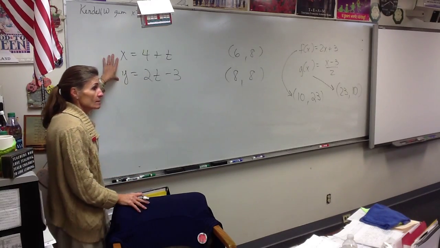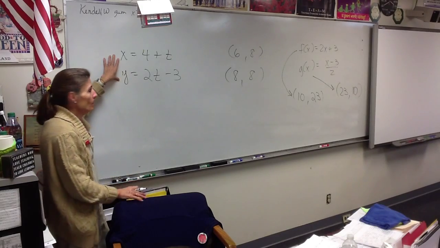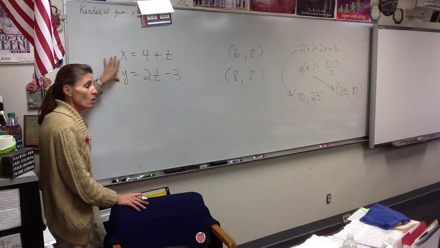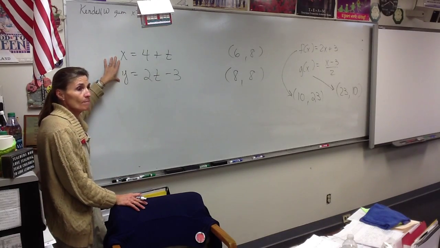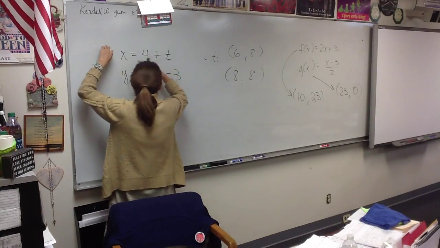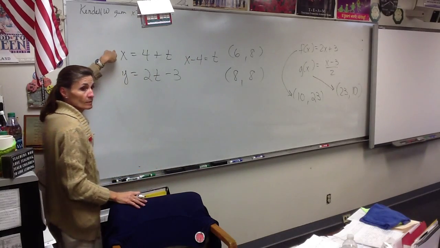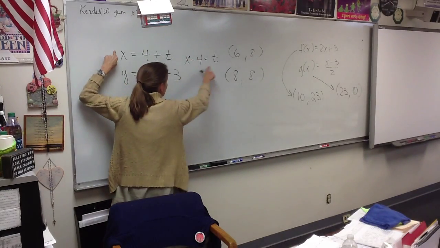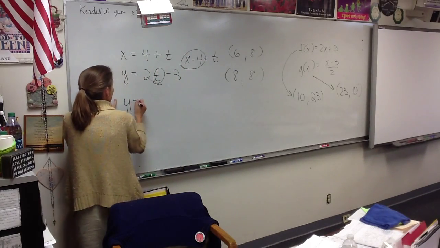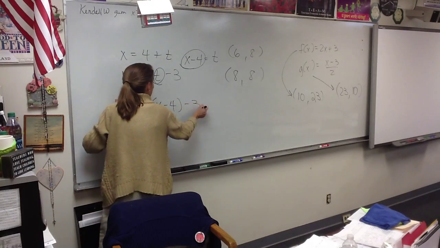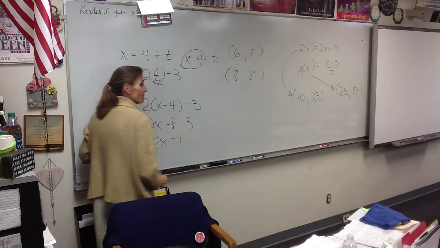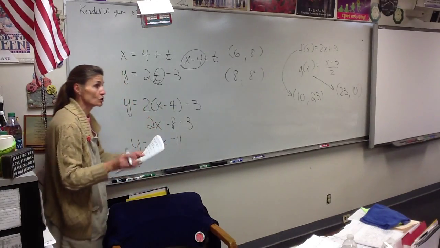Who remembers how to do this? Solve for one, plug the answer into the other. Exactly. Listen to what she said. Solve for one, plug the answer into the other. So it would be easiest to get t by itself in this equation, right? So solve for t in one of them. There it is. Now take that and plug it into the other one. So y equals 2x minus 11 is the direct algebraic relationship.